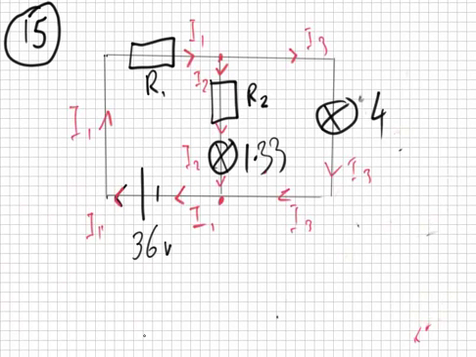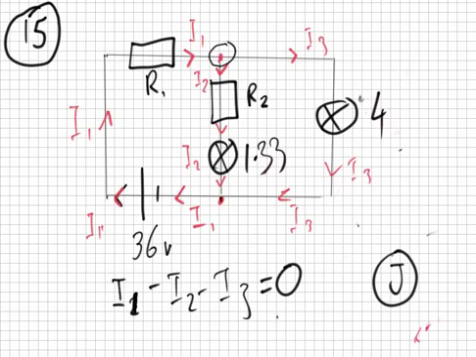Okay, so what rule shall we use first? We shall use Kirchhoff's junction rule. So if you look at this junction, what's going into the junction? I1. And what's coming out? I2 plus I3. So I1 minus I2 minus I3 should equal 0. If you look at this junction, you'll get the same equation, so I won't bother looking at it. It'll just be opposite signs, so we'll forget about that. So that's the junction rule.